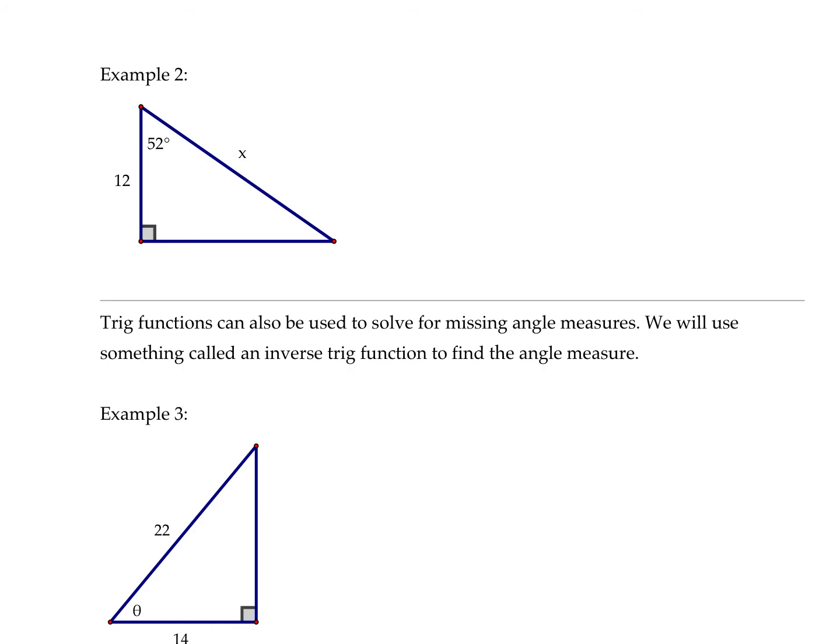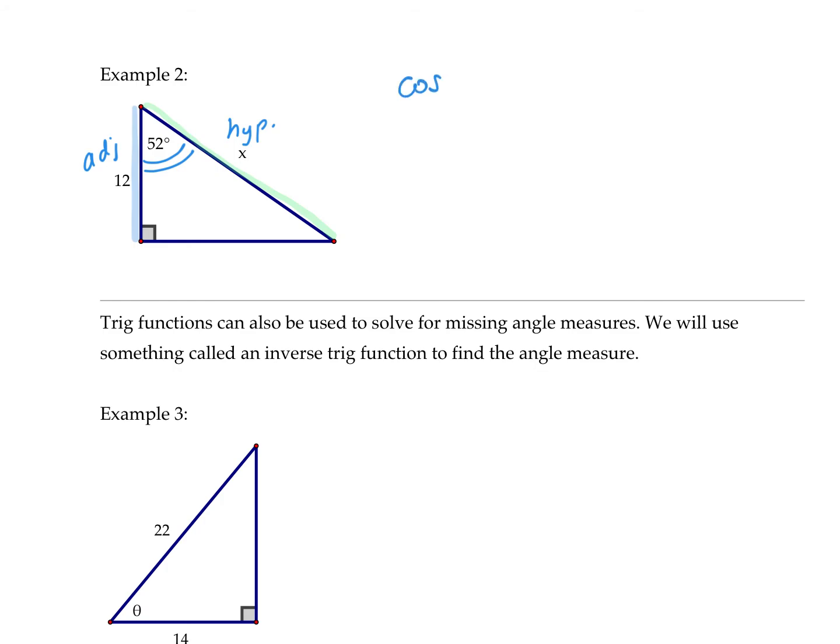Okay, in our second example, we're still going to use cosine to solve for x, but this time notice that x is along the hypotenuse. So we've got the hypotenuse. The 12 is labeling the adjacent side still, so we can still use cosine, just that this equation is going to take an additional step for us to solve.